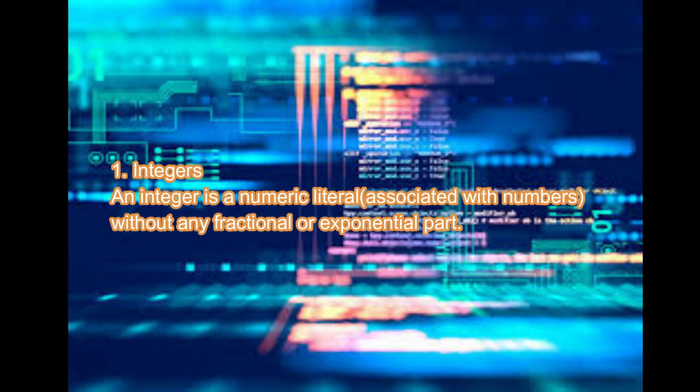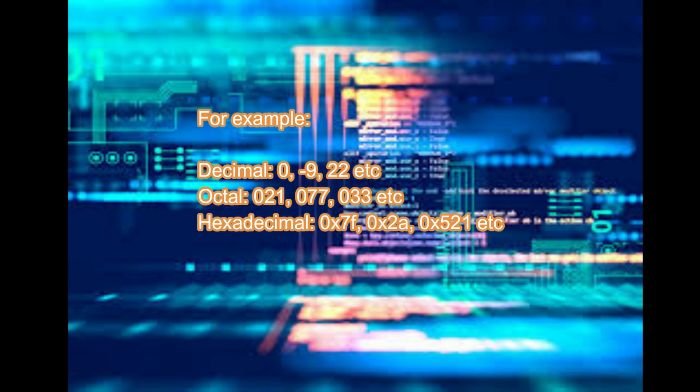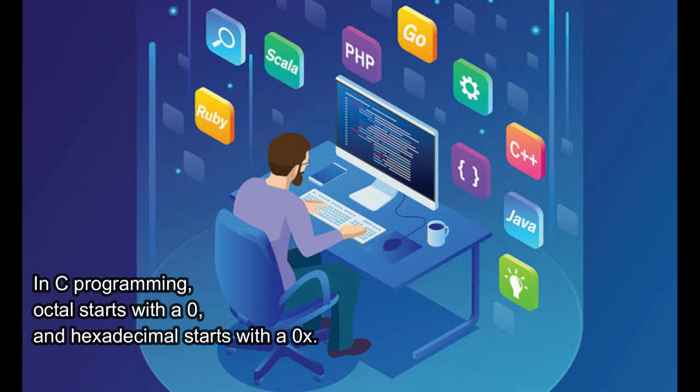1. Integers. An integer is a numeric literal associated with numbers without any fractional or exponential part. There are three types of integer literals in C programming: decimal (base 10), octal (base 8), hexadecimal (base 16). For example, decimal: 0, -9, 22, etc. Octal: 021, 077, 033, etc. Hexadecimal: 0x7f, 0x2a, 0x521, etc. In C programming, octal starts with a 0, and hexadecimal starts with a 0x.